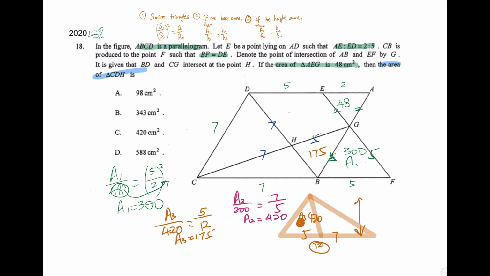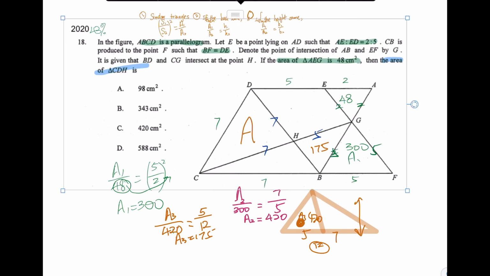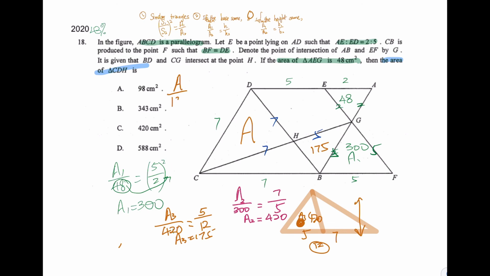If that is the case, can you find this now? Yes, you can, because that was a similar triangle. So you can find it very easily. Similar triangle, area ratio is the side ratio square. So we want to find this special one. Let's say this is just an A. So area ratio is the side ratio square. So can you click that? 7/5, square that, and then times with 175. You should be able to get your answer as 343.